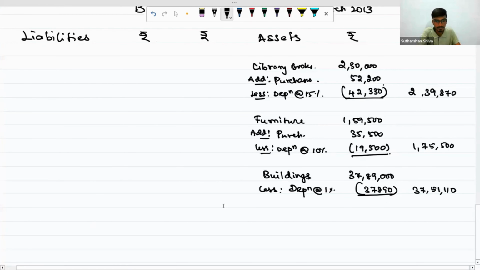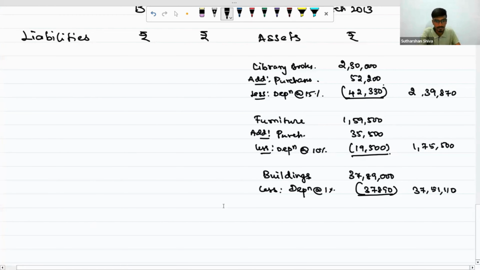Just a minute. So 37,51,110. This 37,890 we need to put on buildings. For this only, they will give you 3 to 4 marks, for this posting alone: depreciation along with balance sheet posting.